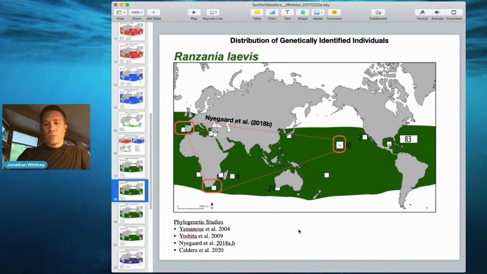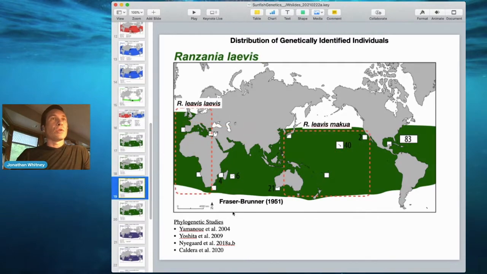And as Eric had mentioned, we did just recently detect a significant difference between the Hawaii population and the Sargasso Sea, which is encouraging. And looking at, this is not genetic data, but Fraser-Brunner in the 50s did propose that there are potentially two subspecies of Ranzania, a sort of Pacific population and an Atlantic population, which could include that Sargasso Sea. So there are some morphological differences among basins that would further support this kind of cryptic species in Ranzania.